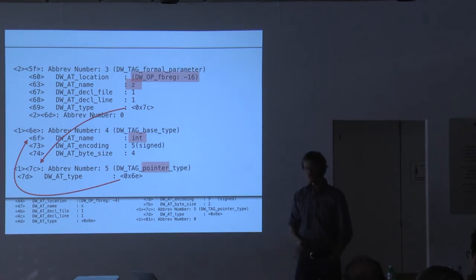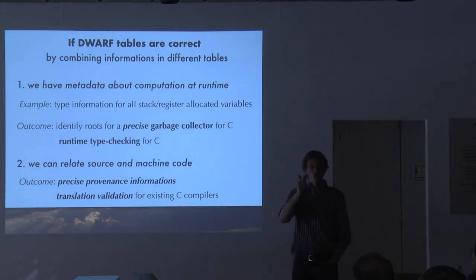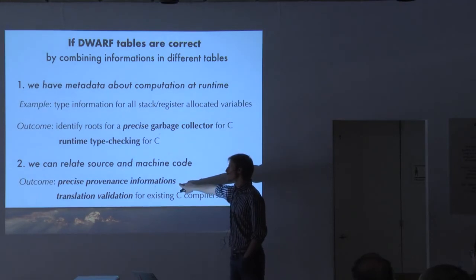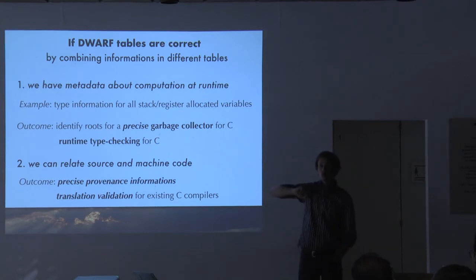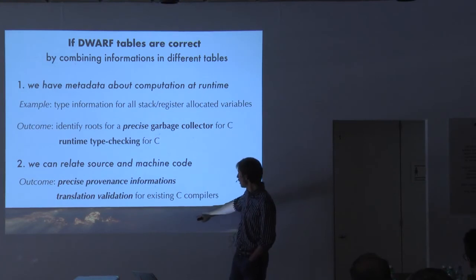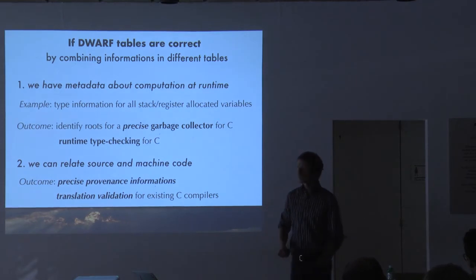Okay, let's rearrange all this information. Let's suppose that all these tables are correct. By combining information in different tables, point number 1, we have precise metadata about computation at runtime, and we can relate source and machine code. So if we can do this, then we might have precise provenance information. The people next door to my office do avionic code, compilers for avionic code, and they have to bother with being able to have traceability. So provenance information might be super important. We might be ambitious and do translation validation for existing C compilers.